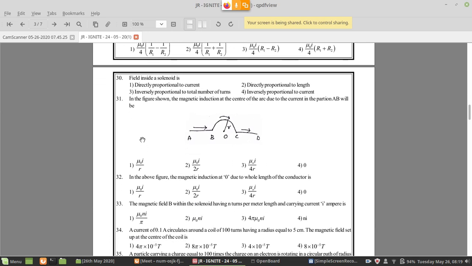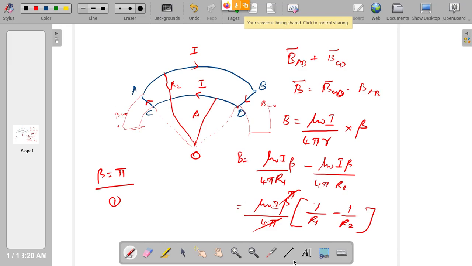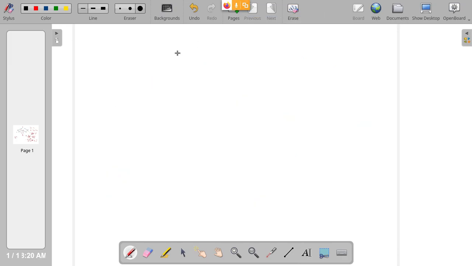Right, 30th question. Field inside a solenoid is directly proportional to current, directly proportional to length, inversely proportional to the number of turns, inversely proportional to the current. So it's a straightforward question only. For a solenoid, they are asking what the proportionality factors are. We know that for a solenoid it is mu naught n I, where n is the number of turns per unit length.